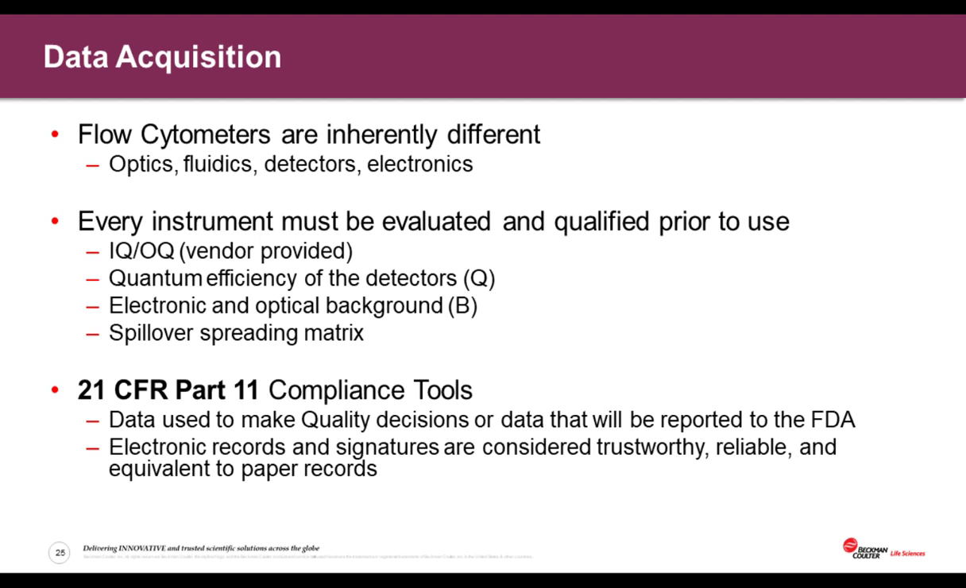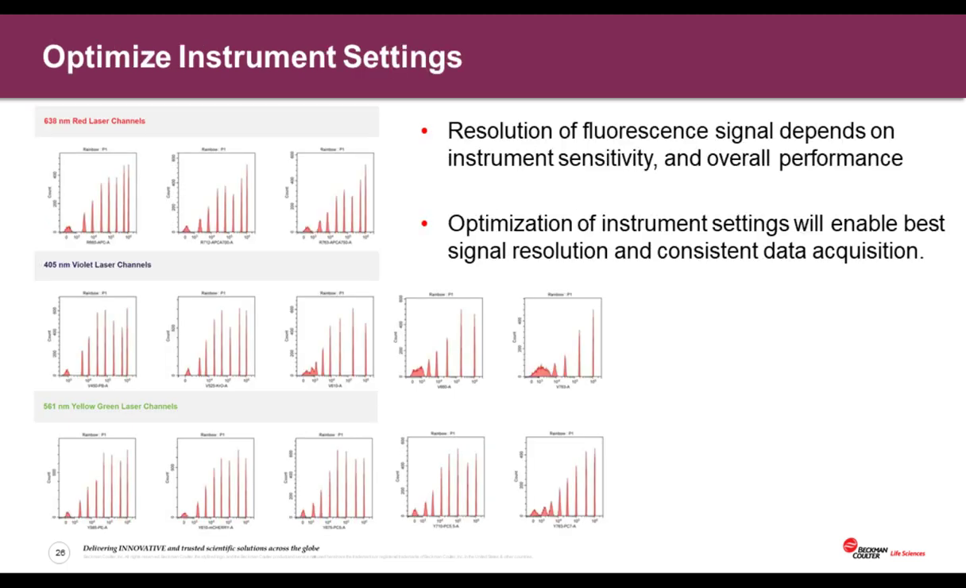In addition to that, it is important that if you are doing clinical trials and you're going to be reporting your data to the FDA, you utilize 21 CFR Part 11 compliance tools. These are the FDA mandated tools that basically state that electronic records and signatures are considered trustworthy, reliable, and equivalent to the paper records that you have. So many instruments do have the CFR Part 11 compliance tools. Utilize them accordingly and make sure that you sign off and that all the data is tracked.